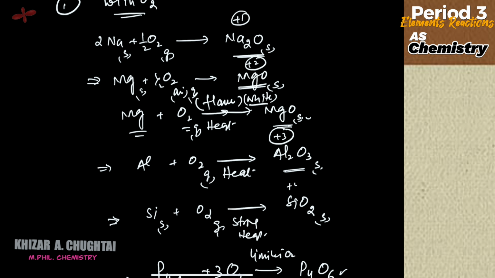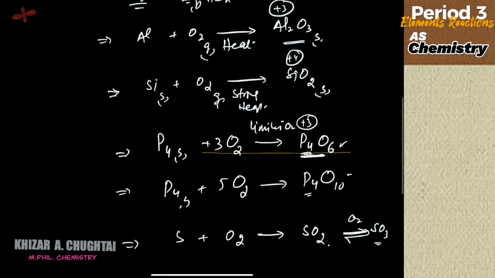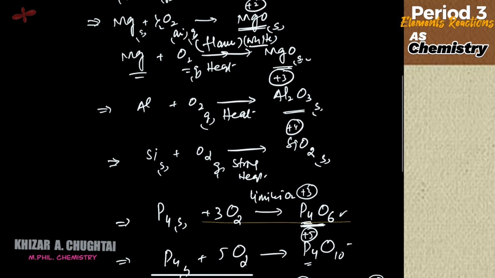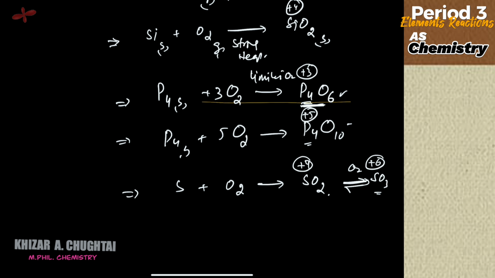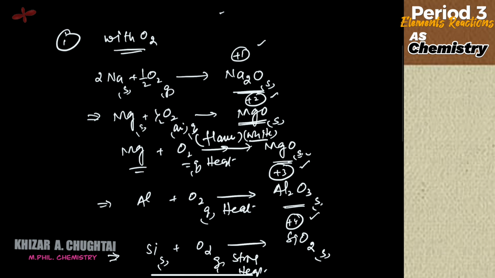Silicon is showing +4 oxidation state. In this case, phosphorus is showing +3 oxidation state, and here it's showing +5 oxidation state, and it's showing +4, and here +6. So generally, we can see that they are showing their oxidation states with respect to their last shell electrons. So the maximum oxidation states are over here. These numbers are according to their valence electrons.